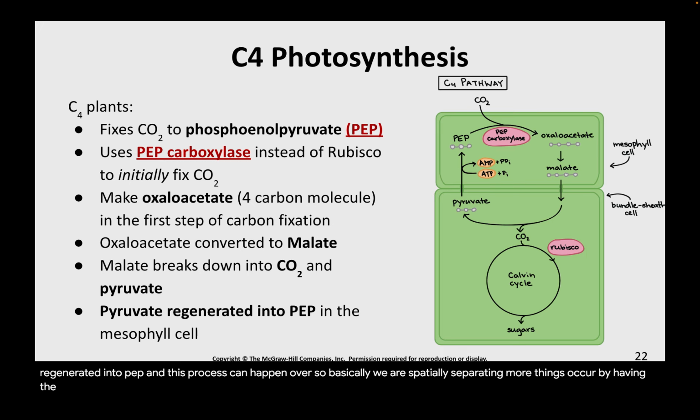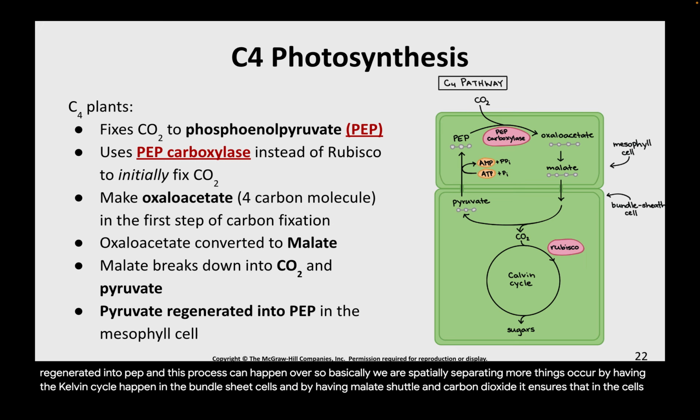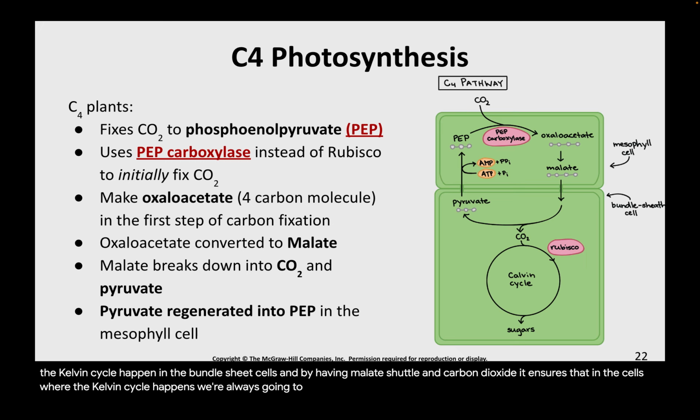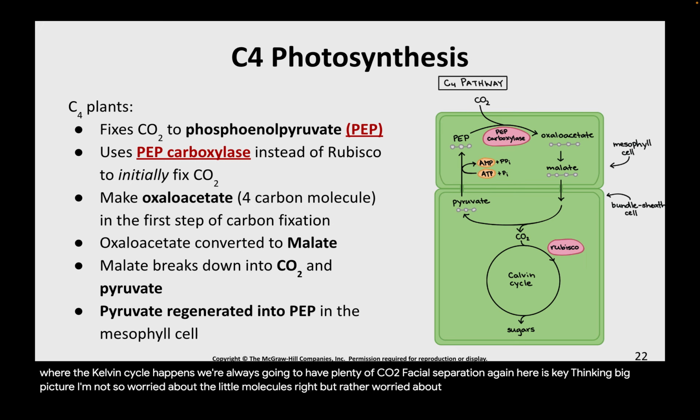By having the Calvin cycle happen in the bundle sheath cells, and by having malate shuttle in carbon dioxide, it ensures that in the cells where the Calvin cycle happens, we're always going to have plenty of CO2. All right, so spatial separation again here is key. So again, if we're thinking big picture, I'm not so worried about the little molecules, right? But rather worried that you know that it happens in a mesophyll cell and a bundle sheath cell.